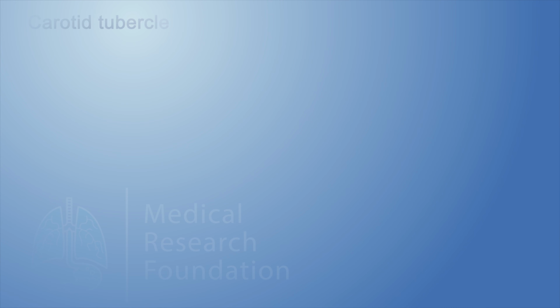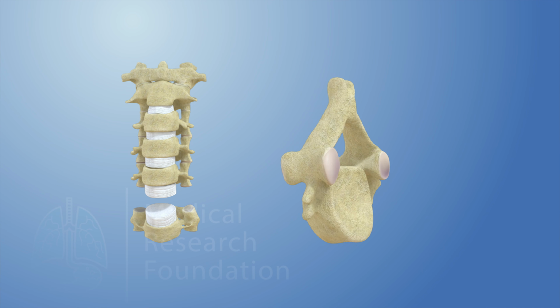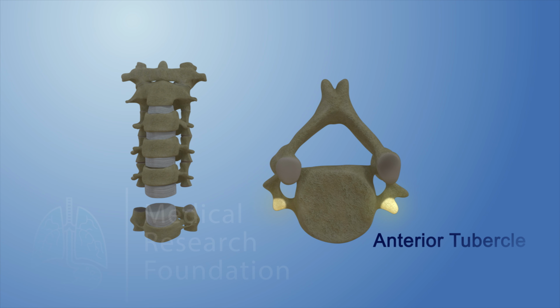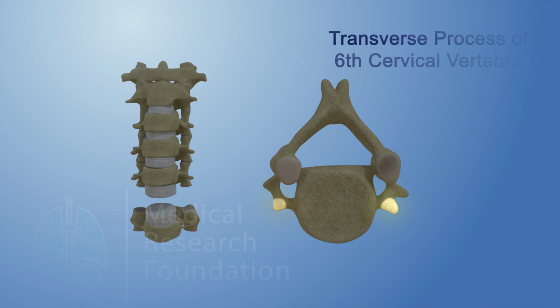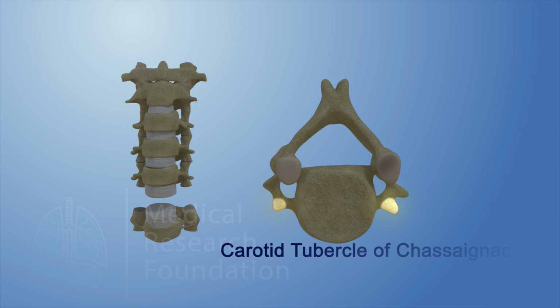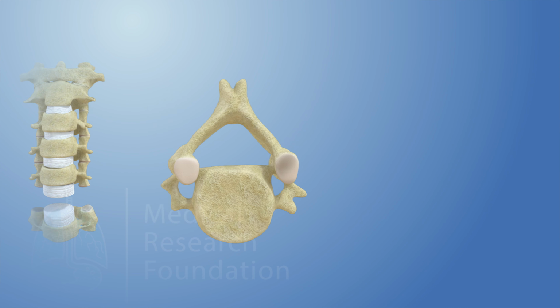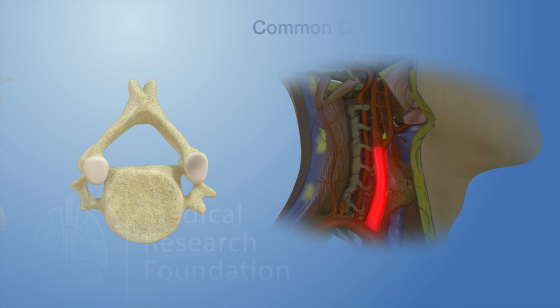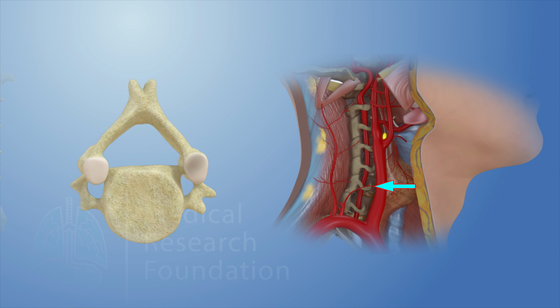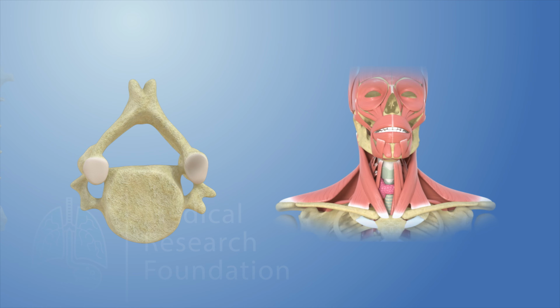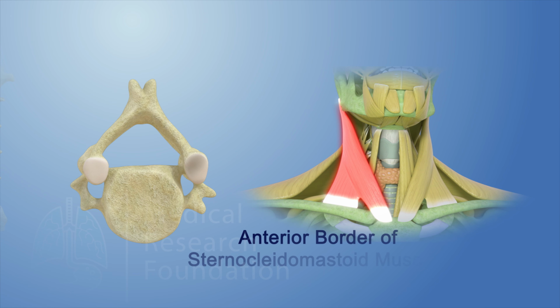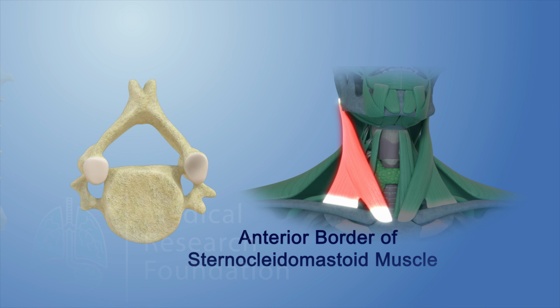Carotid tubercle. The anterior tubercle of the transverse process of sixth cervical vertebra is large and called carotid tubercle of Chassaignac because the common carotid artery can be compressed against it, medial to the anterior border of sternocleidomastoid muscle.